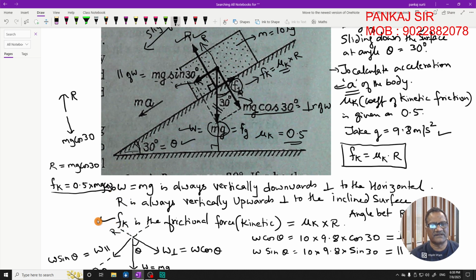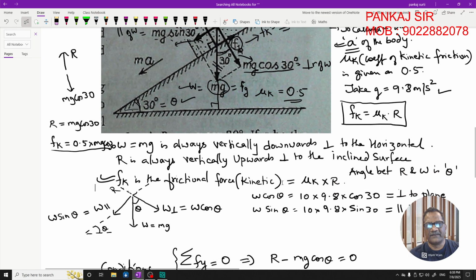Now this is what I have written here. Fk will be equal to the kinetic frictional force, which is equal to mu k multiplied by R. This R value we will find out later. It will come in the picture. So just try to understand these terms. W is equal to mg, always vertically downwards, perpendicular to the horizontal. R is always perpendicular to the inclined surface. Fk is the frictional force, which is always equal to mu k, the coefficient of kinetic friction, multiplied by the reaction.